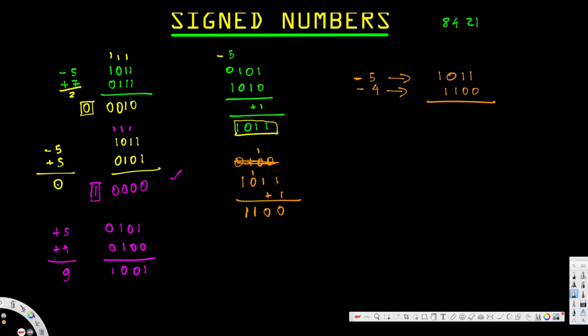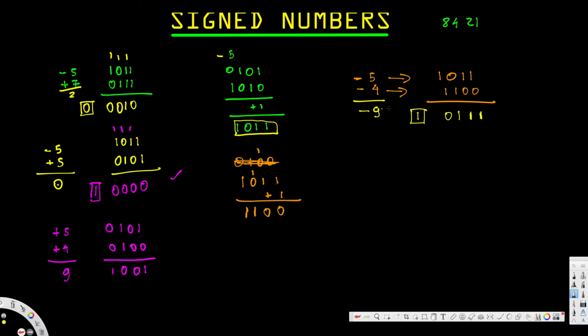Let's add these two together and see what we get. This is 1, and this is also 1 1. Here we have 0 and we have an extra carry. When we add these two together we should get -9, but what we are getting is 0 1 1 1, which means 4 plus 2 plus 1, that's 7. So that's not correct, right? There's something wrong here. We should have -9.